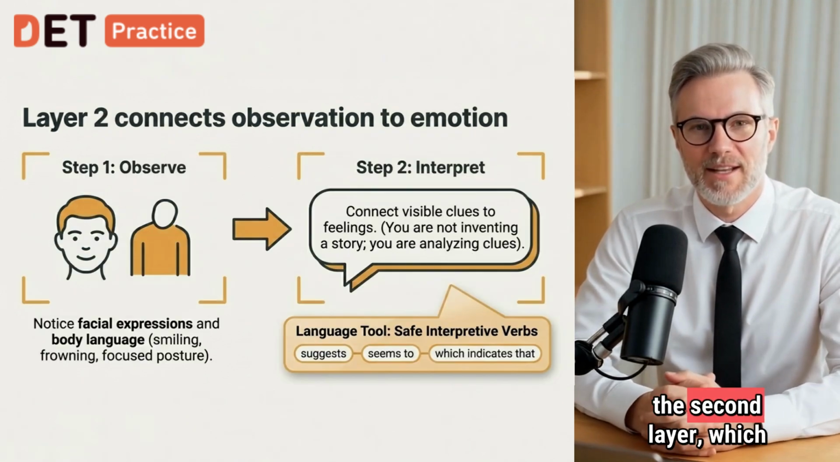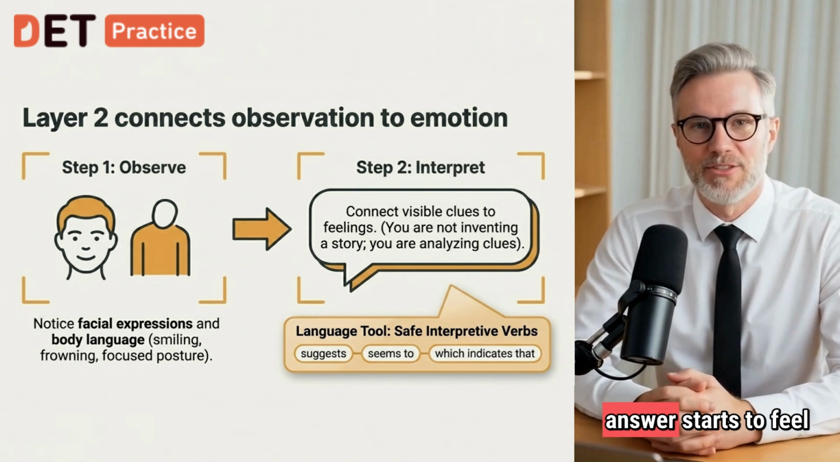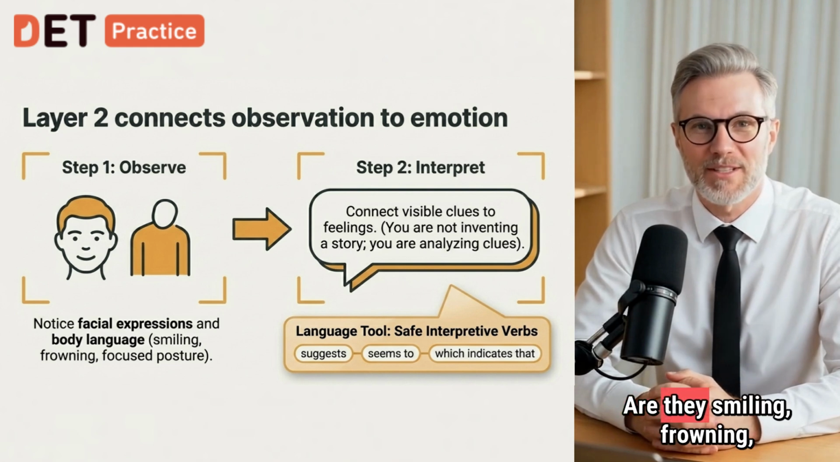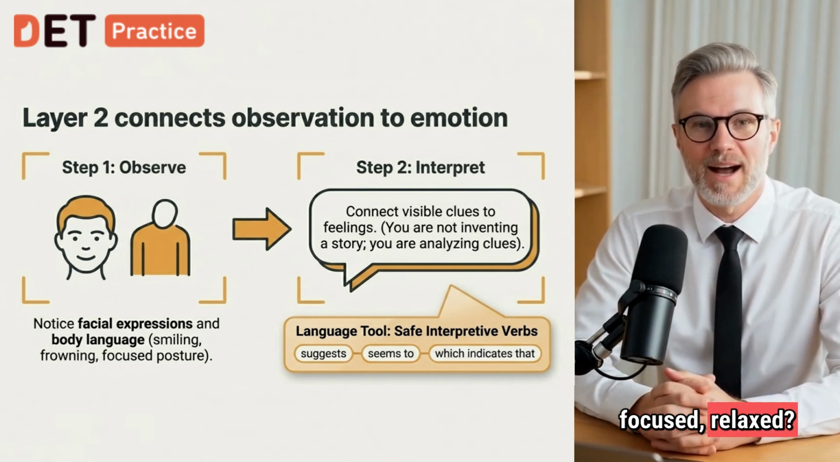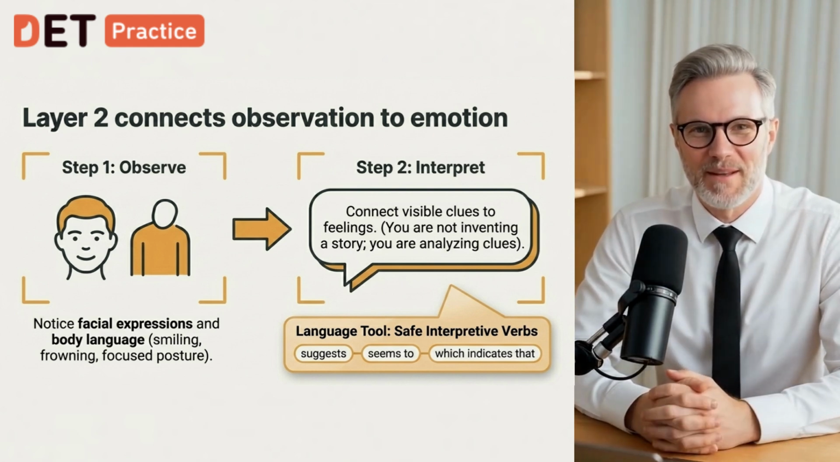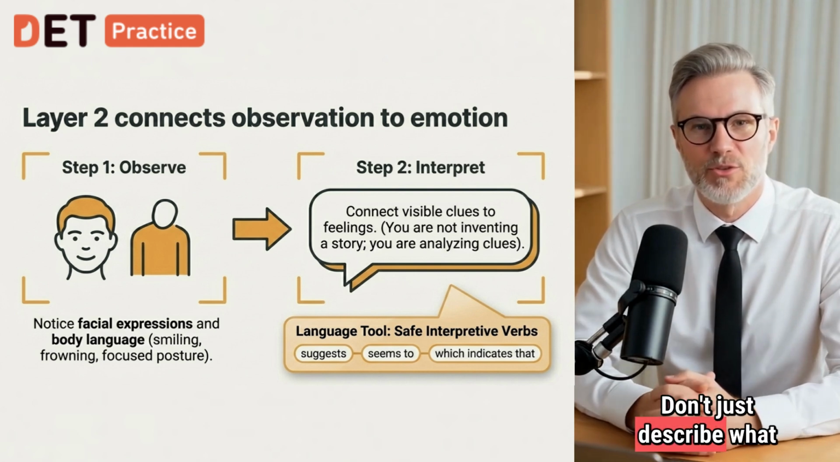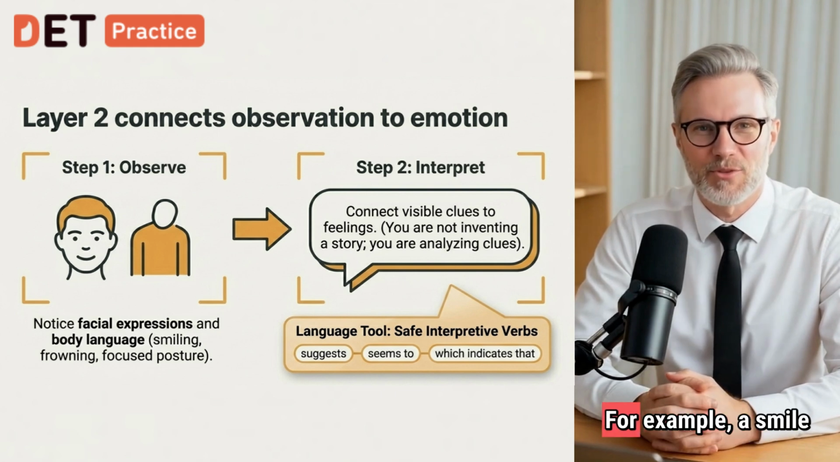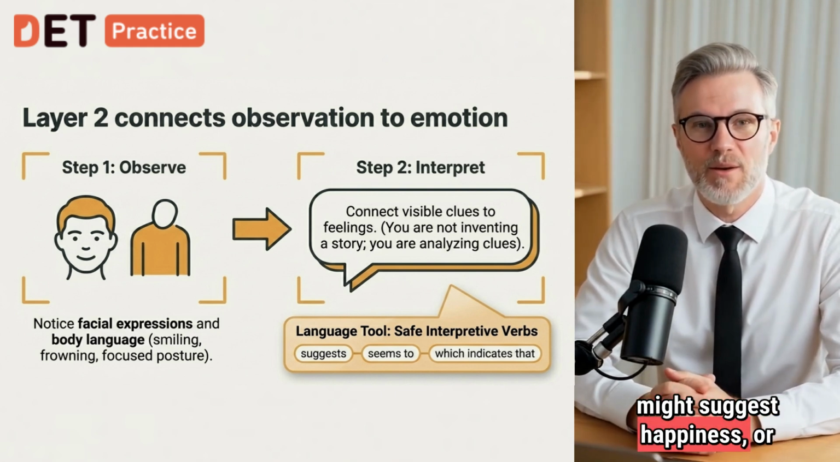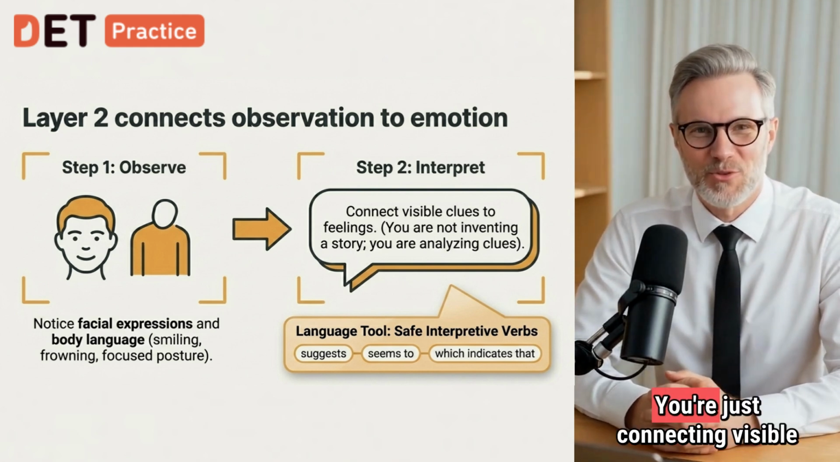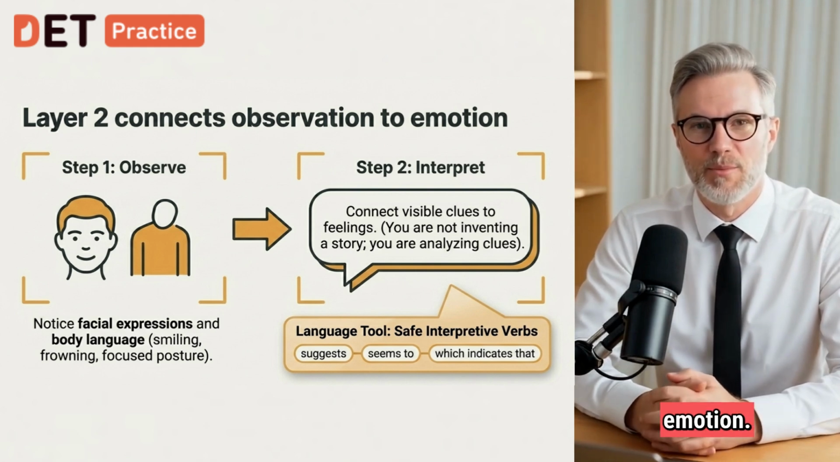Then you move to the second layer, which is emotion. This is where your answer starts to feel more natural. Look at the person's facial expression and body language. Are they smiling, frowning, focused, relaxed? Are their arms crossed? Are they leaning forward? Are they interacting with something? And here's the important part. Don't just describe what you see, but gently interpret it using words like suggests, seems to, or which indicates that. For example, a smile might suggest happiness, or a focused posture might suggest concentration. You're not inventing a story, you're just connecting visible clues to a simple emotion.